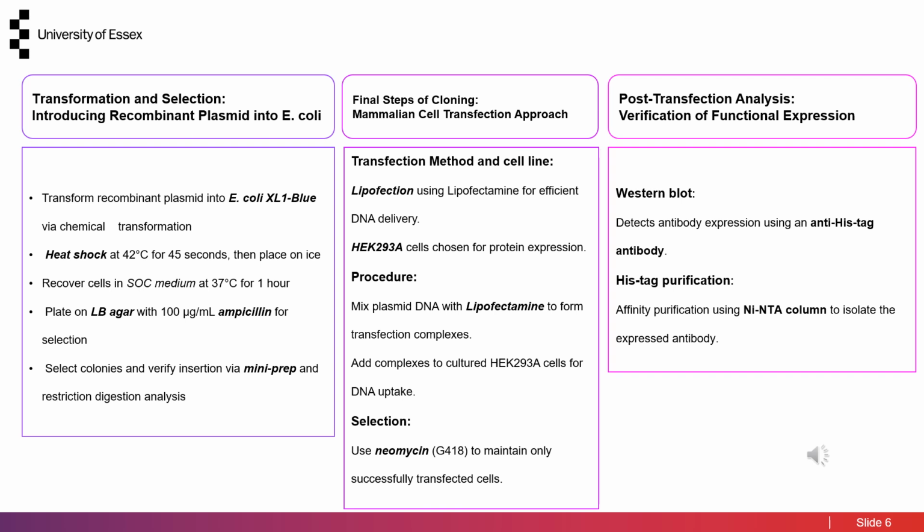For verification of functional expression, Western blotting was performed to analyze protein expression. An anti-histidine tag antibody was used to detect the presence of the expressed tau Fab fragment, confirming that the protein had the correct size and was expressed successfully. Additionally, the expressed protein was purified using nickel NTA affinity chromatography, which specifically binds to the histidine tag attached to the antibody. This step ensures the isolation of the correctly expressed antibody for further analysis.